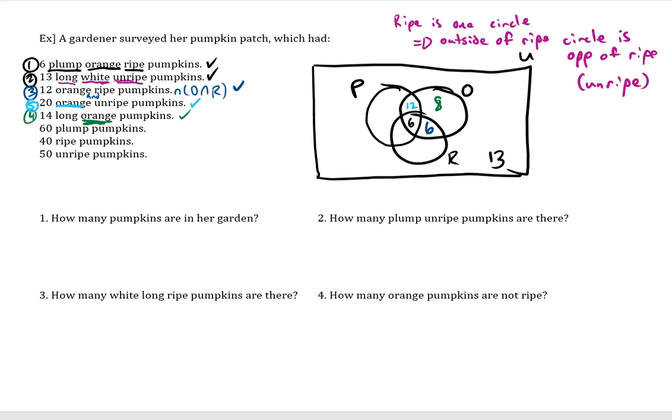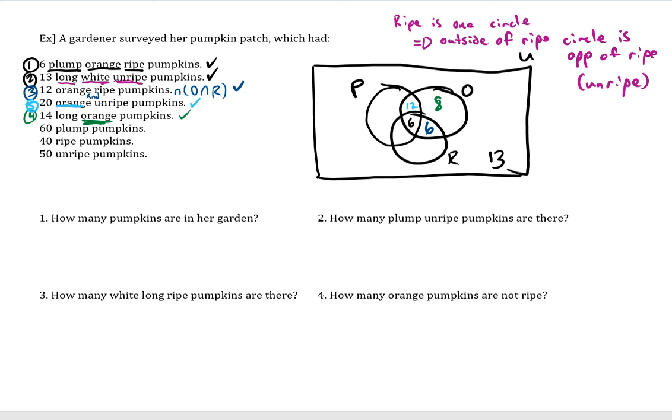Okay, so there, we've got that one. Okay, and now let's see what else we can look at and maybe try to solve. Our next one is the 60 plump pumpkins. Again, that's this circle. 2 blanks, I can't use it. So I've got to look at something different.